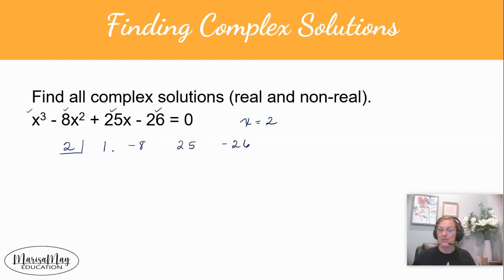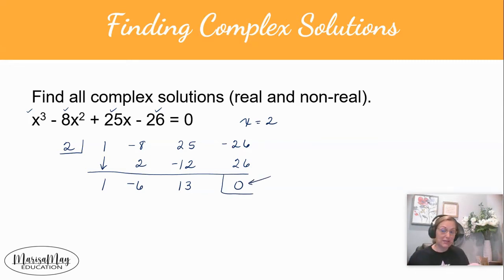So let's review a little synthetic division here. We bring down the 1. 2 times 1 gives me 2. And now we add. That gives me -6. 2 times -6 gives me -12. That gives me 13. 2 times 13 gives me 26. And now I get 0. I should get 0 here because 2 is a solution.